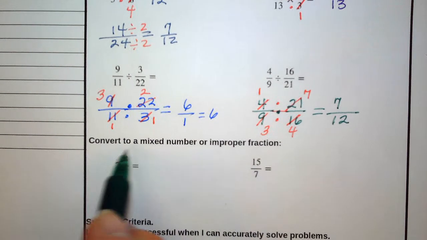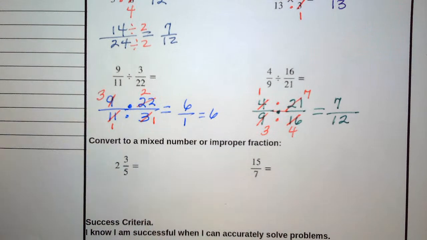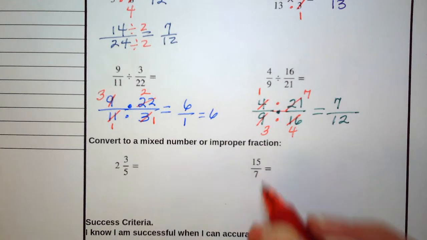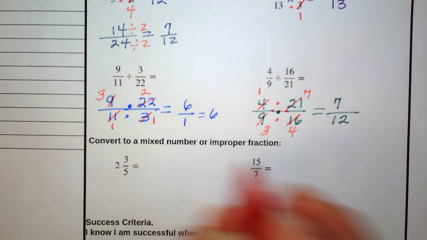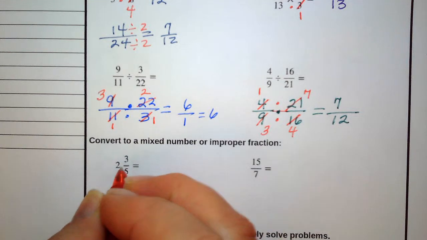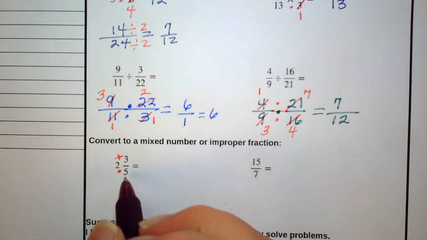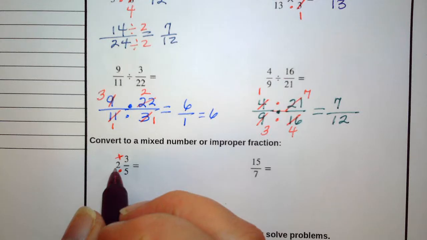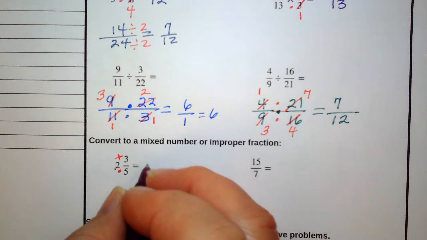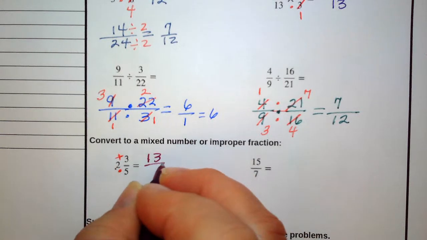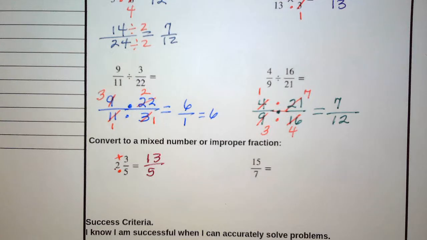Okay, convert between mixed numbers and improper fractions. So if it's a mixed number, we're going to make it an improper fraction. If it's an improper fraction, we make it a mixed number. We multiply and then we add. So I have 5 times 2 is 10. 10 plus 3 is 13, and this is over 5.